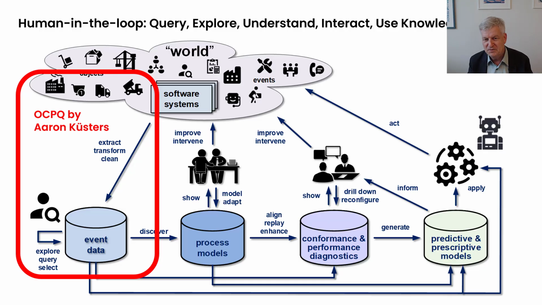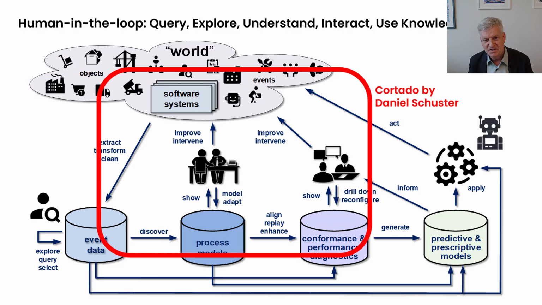So OCPQ is one of the tools. It was developed by Aaron Küsters, and he is a PhD student in the Process and Data Science group at RWTH Aachen. The other tool that I would like to talk about is Cortado by Daniel Schuster. Daniel finished his PhD last year. It is a very interesting PhD thesis because it combines different things that allow users to interact with process mining input and results. I will explain this in more detail later.